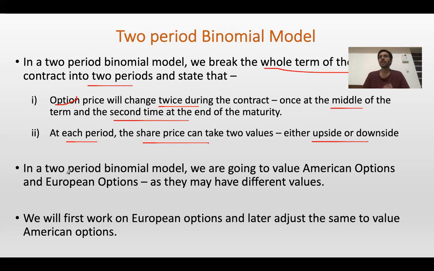So next, in a 2-period binomial model, we're also going to value American options. Until now, we were actually valuing only European options, whereas now we will also see how to value American options, because American options can actually have slightly different values from European options. Of course, if they had same value as European options, then why would we even classify options into American and European, right? American options are classified as a separate category because they have a different value from that of European options. What we are going to do is we will first work on European options, and then we will later adjust the value of European options to arrive at the value of American options.